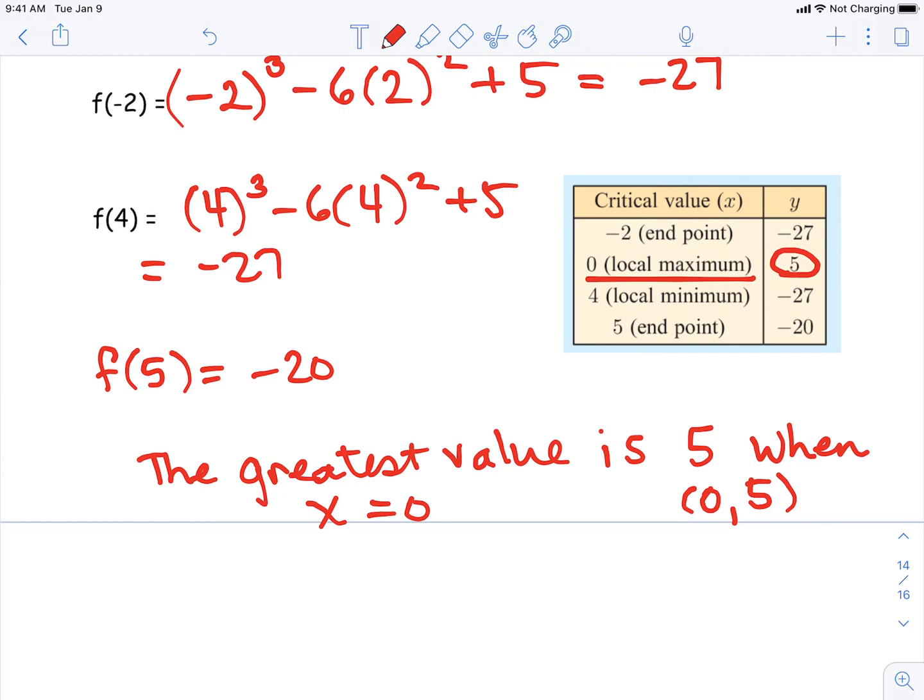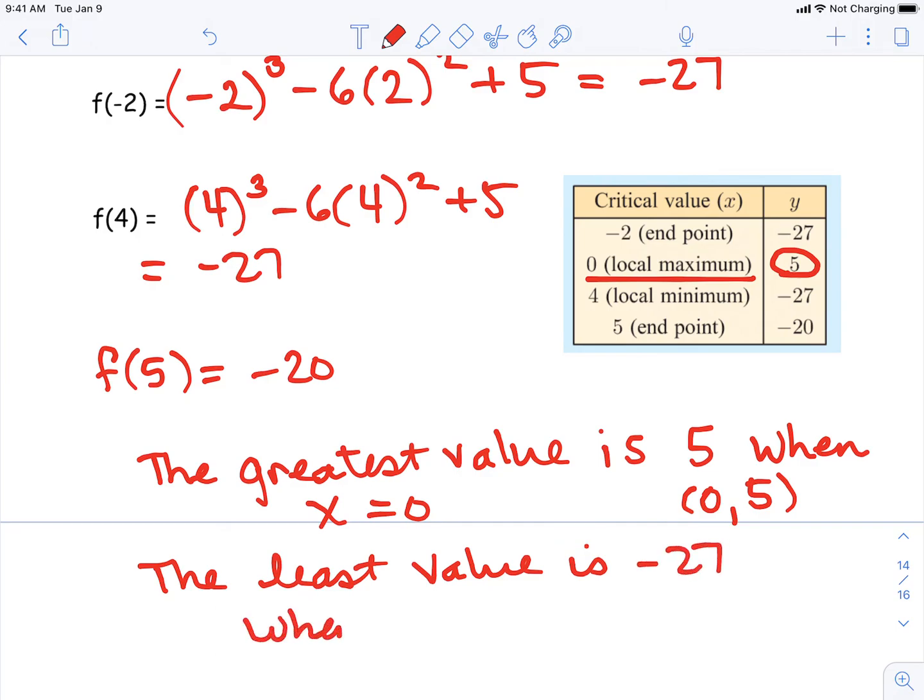The least value is at negative 27, and it's at 2 places, when x equals negative 2 and when x equals positive 4. You get a negative 27 here and a negative 27 here when x is 4 and when x is negative 2. So those are your greatest values and your least values.